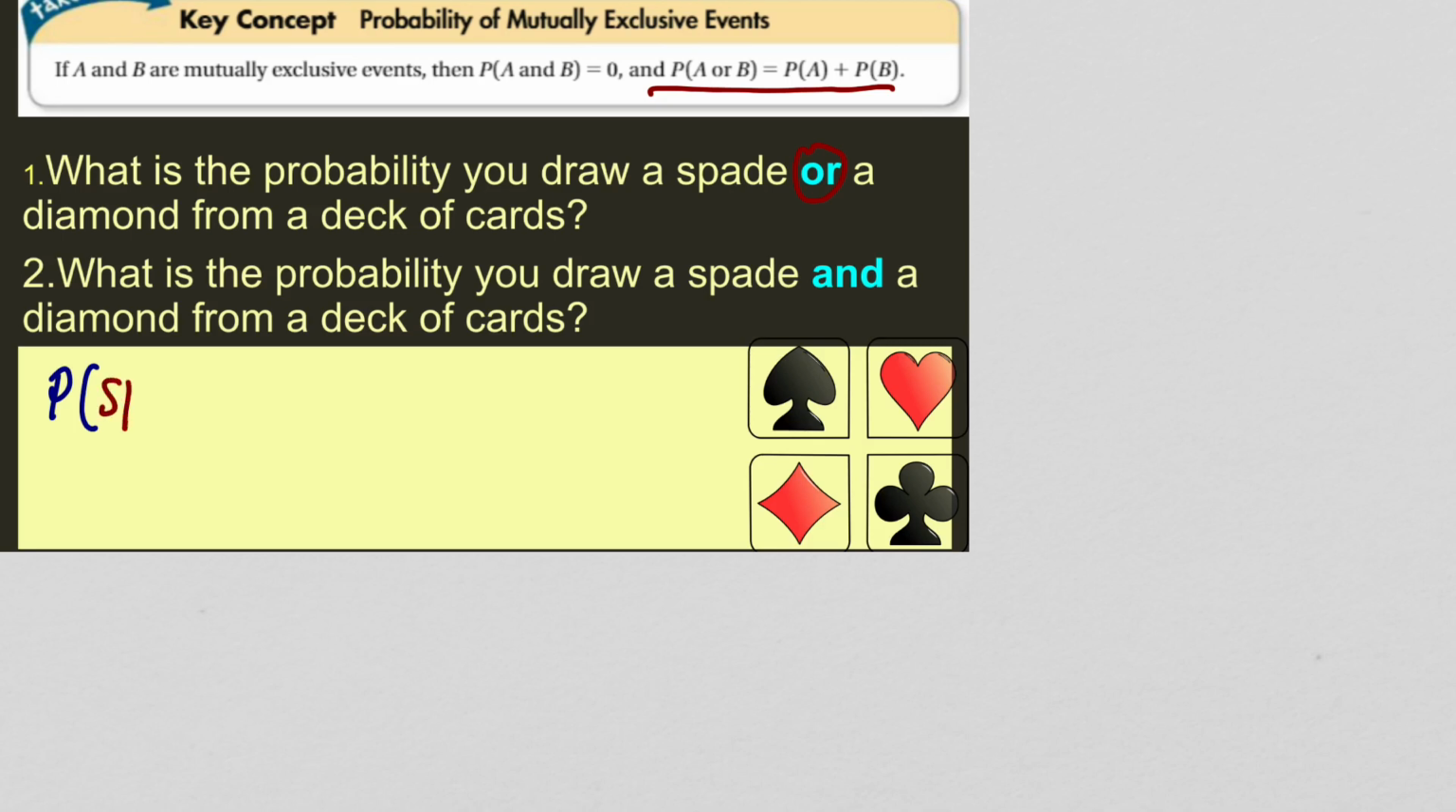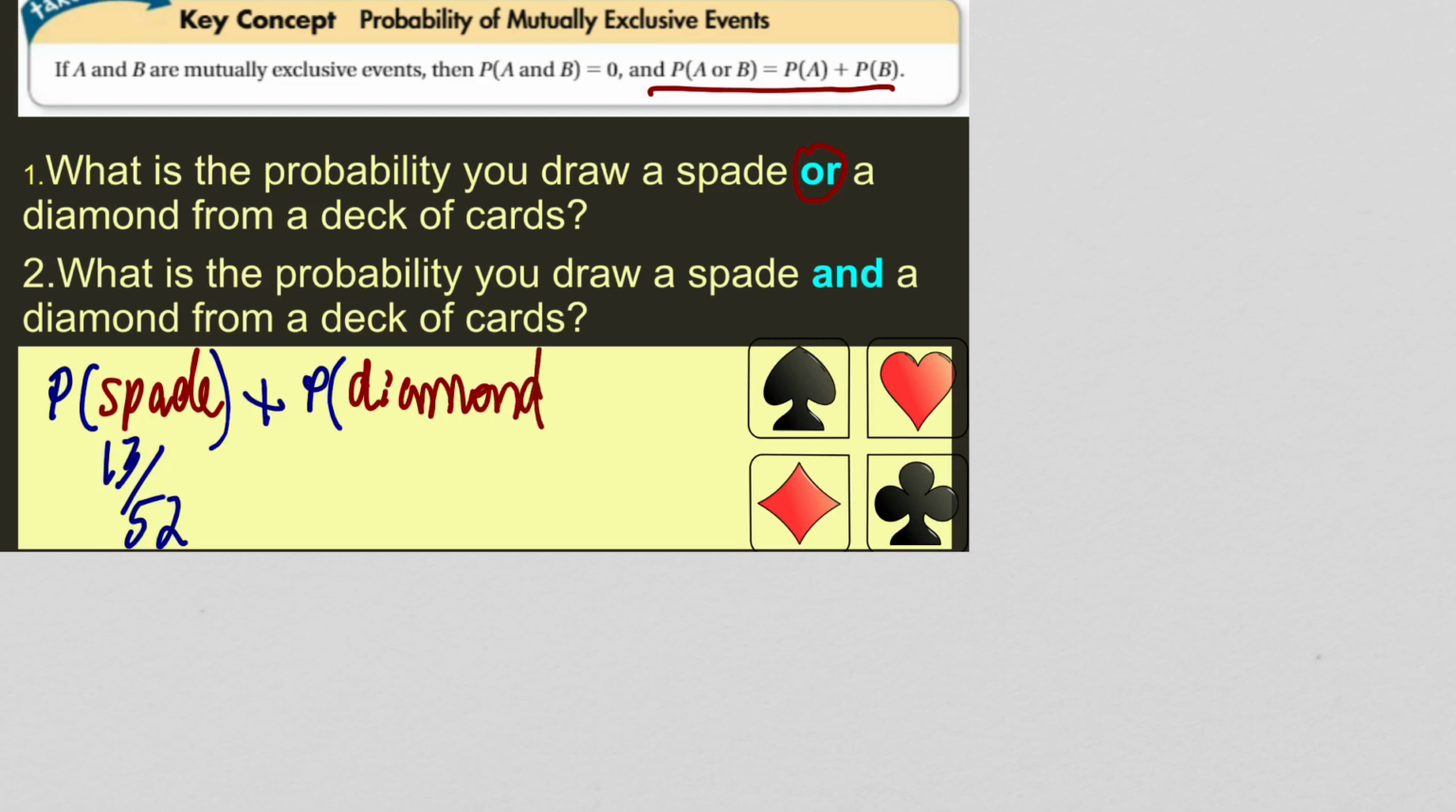So the probability to get a spade, there are how many spades in a deck? 13 out of a total of 52. Plus the probability of a diamond. Again, there are 13 diamonds, 13 out of 52. So when I add them up, I get 26. The denominators are the same, out of 52, which is exactly half of the deck.